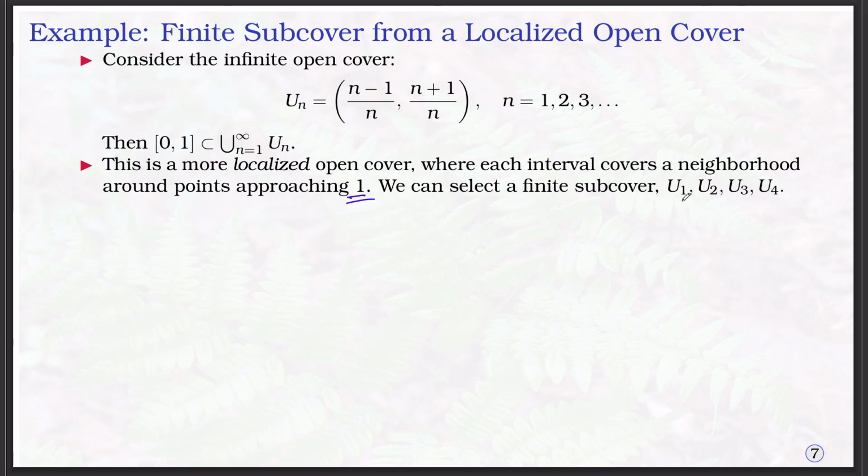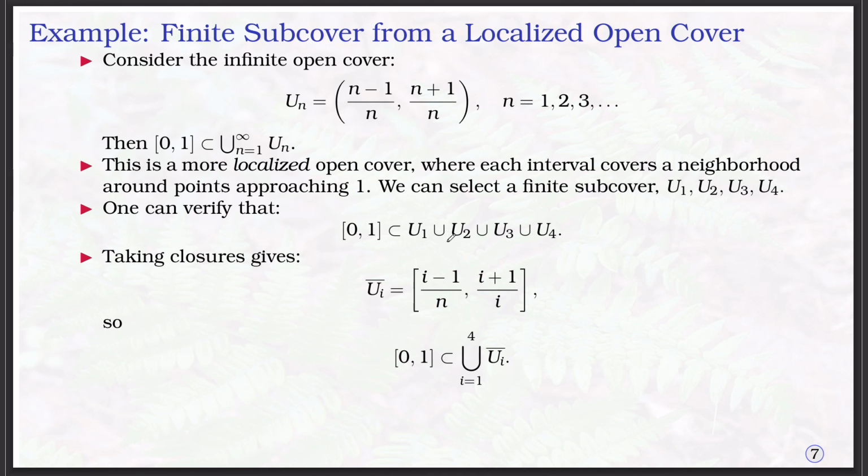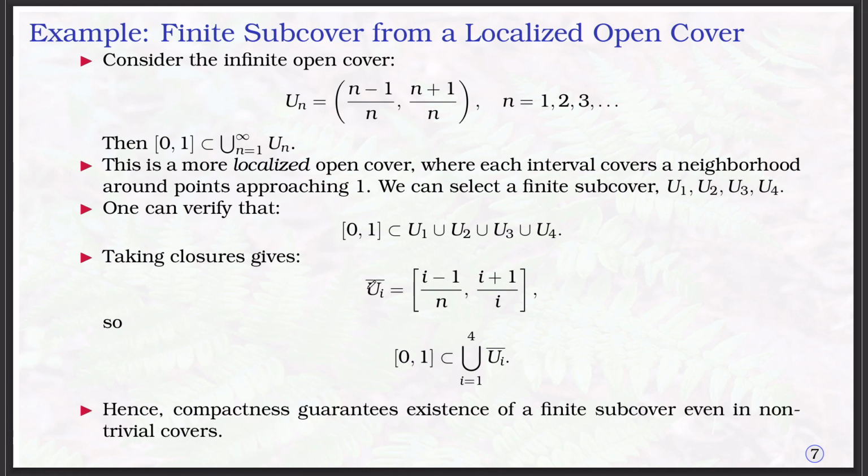We can select the finite subcover U1, U2, U3, U4, then it covers the closed interval 0 comma 1. Now, take the closure of all the covers U1, U2, U3, U4, then one can get the closed subcover of 0 comma 1. Now, this closed subcover means that 0 comma 1 is contained in the closed balls, all the closed balls. So, likewise if any set is given, we can find the closed subcover. In particular, that closed subcover is a finite subcover.